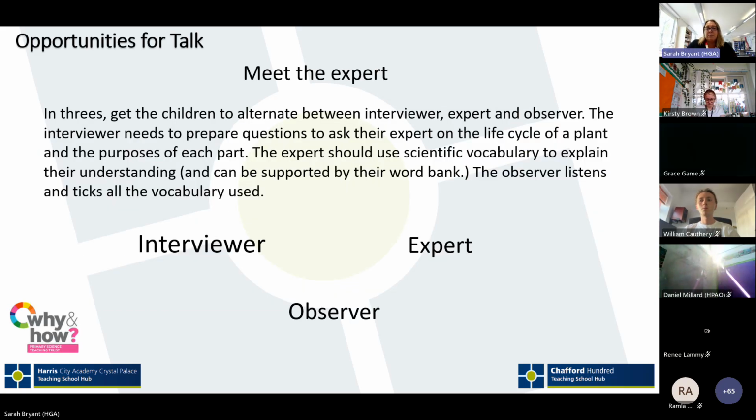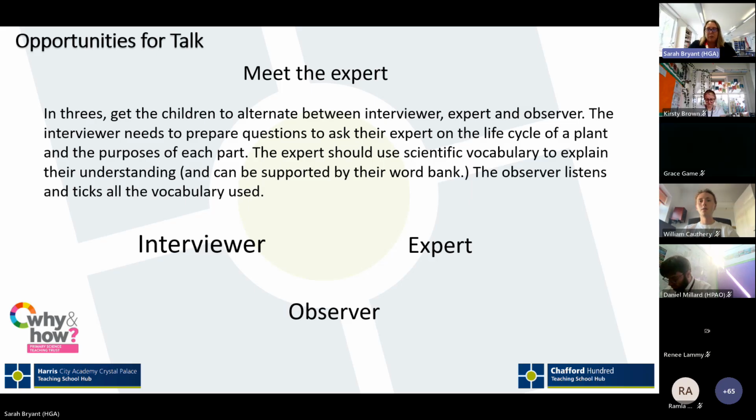So utilizing meet the expert techniques. This would be in groups of 3, and the children alternate between being an interviewer, an expert, and an observer. The interviewer needs to prepare questions to ask the expert, maybe on the life cycle of a plant, for instance, and the purpose of each part. The expert should then use scientific vocabulary to explain their understanding, and the observer listens and ticks all the vocabulary used. So again, we're using that active listening.